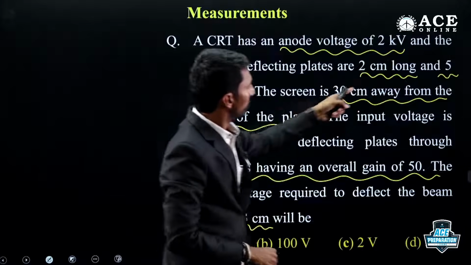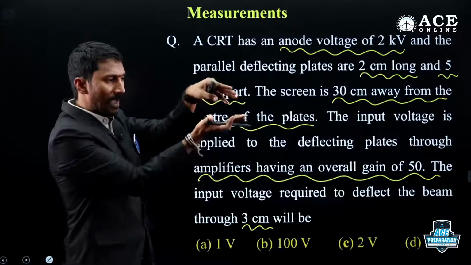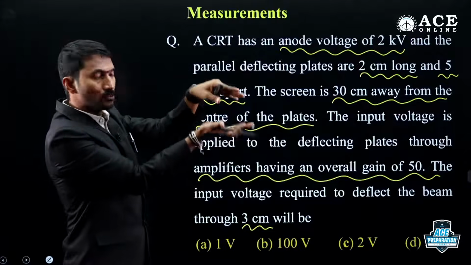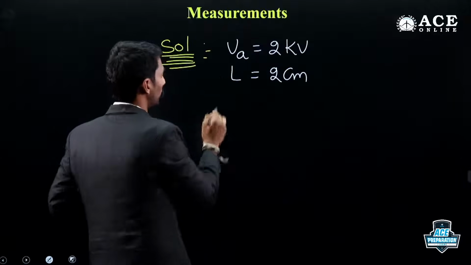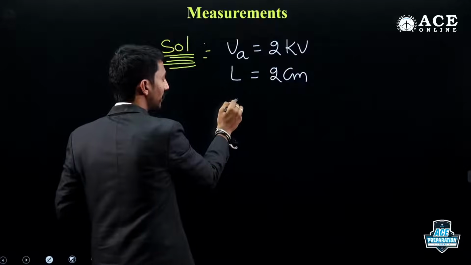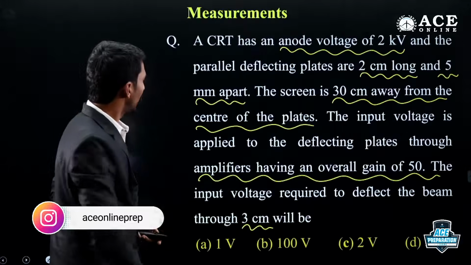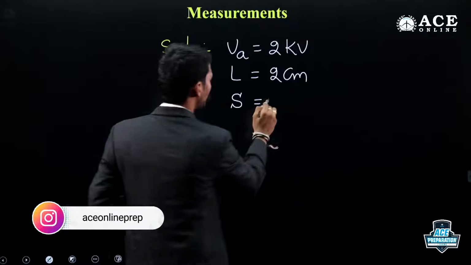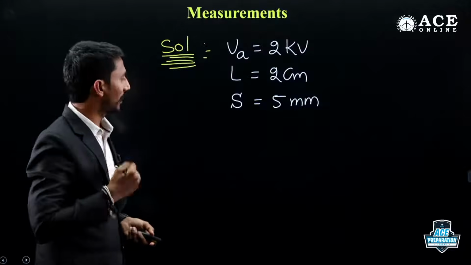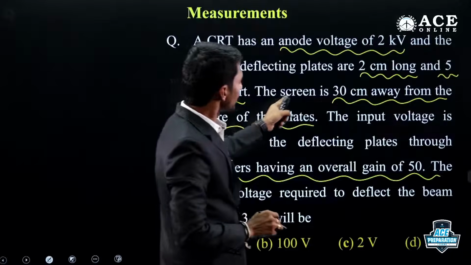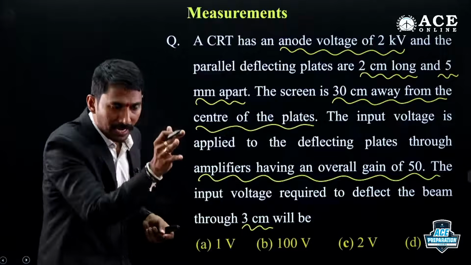2 centimeter, convert that into meters and keep it with you. And here both the plates are separated, means 5 mm apart, means the parallel plates will be like this. Between these two, the gap separation is 5 mm. So therefore, this I am taking as small s, nothing but separation, 5 mm. Clear?